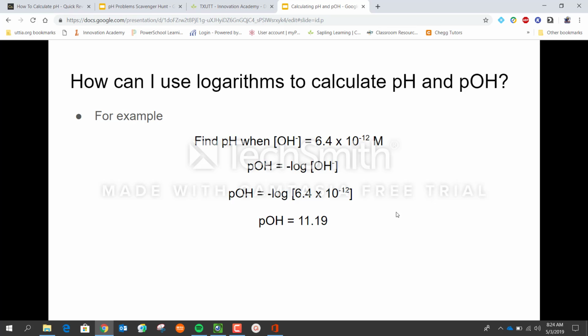But that's not what I'm looking for. I want the pH. Now I need the other formula, pH plus pOH equals 14, and plug in my pOH value. So pH equals 14 minus 11.19, which means that the pH of this solution is equal to 2.81.